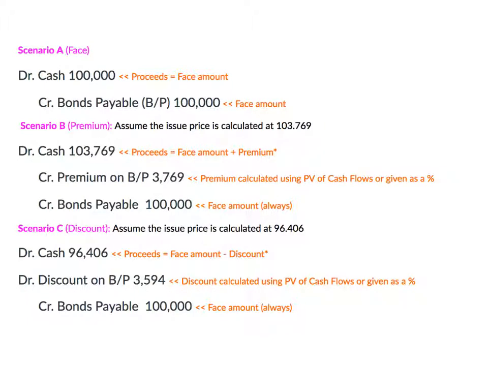sample problem number one. If you go back to the given information for that bond, this will be the entry that we will make if the market rate was the same as the bond. Remember that the bond in that situation had a contract rate of 12%. So if the market rate happens to be the same, then we are issuing at face. That's the entry that you would see there. Debit cash for 100,000 and credit bonds payable for 100,000.